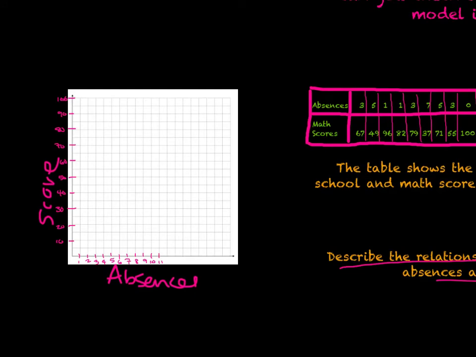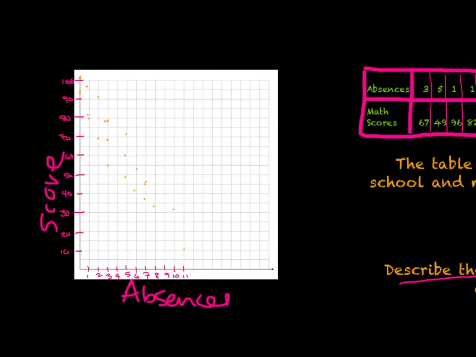Now all we need to do is fill in some data. If we have 3 absences, it looks like somebody has a score of 67. So I'll go up from 3 up to 67 and make a little dot. I'll also do it for 5 and 49. We'll create a scatter plot of all this data using the same method. I'm going to pause this and continue to add data, so you will see a little more math magic. Either way, we have this data from the table now plotted.